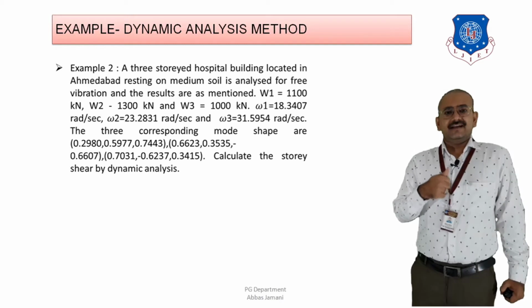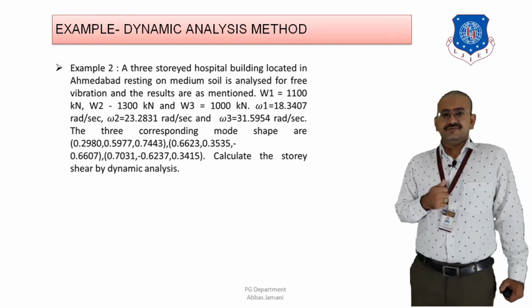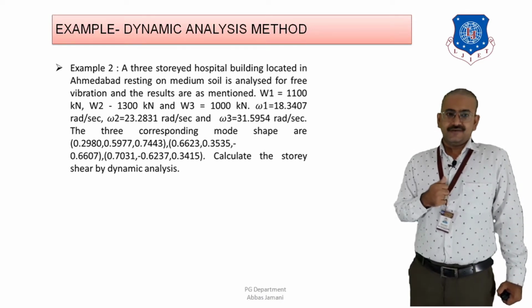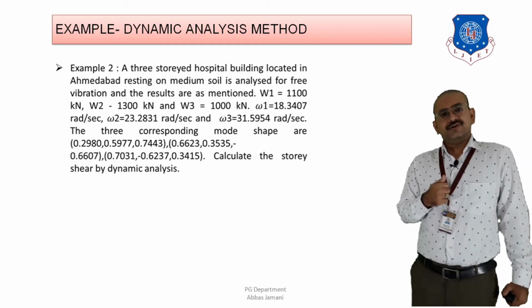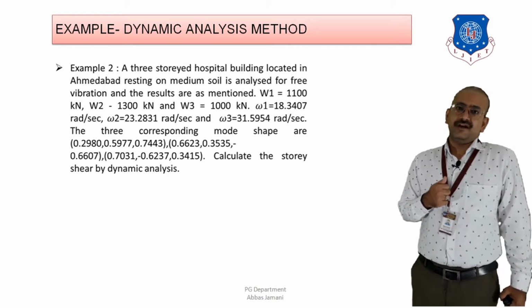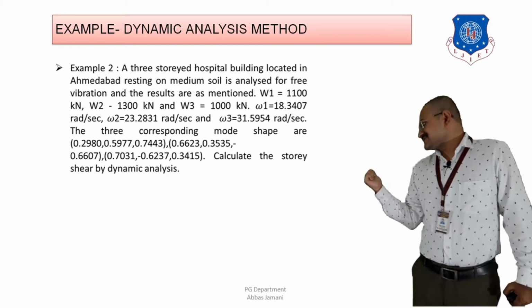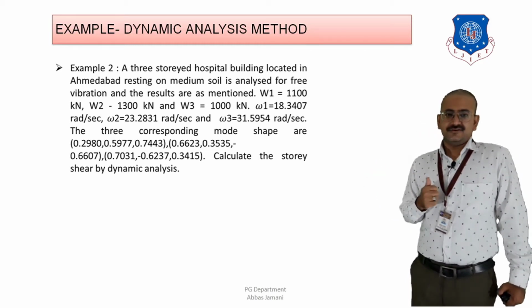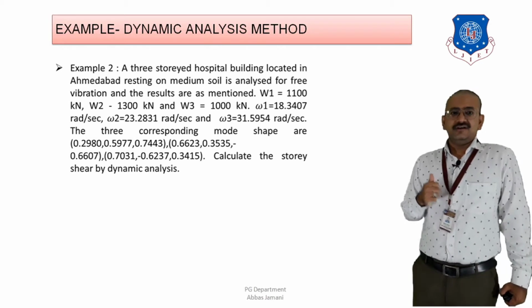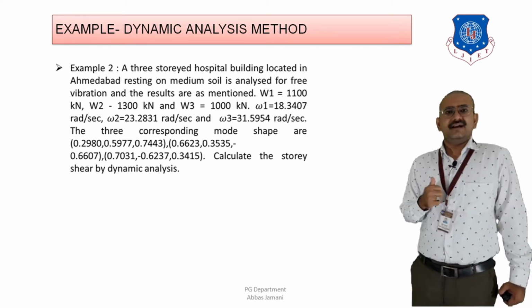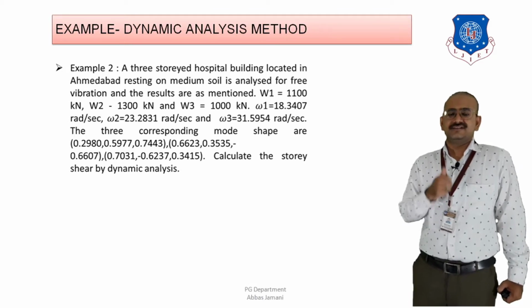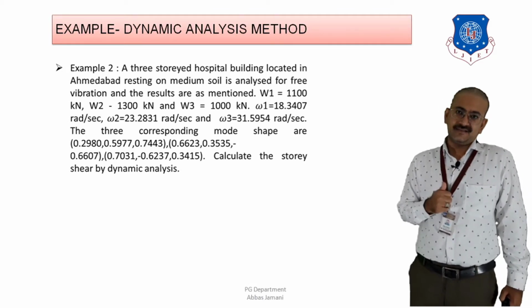The data of angular frequency is given to you, that is, omega 1 is equal to 18.34, omega 2 is equal to 23.28, and omega 3 is equal to 31.59, and at the same time the corresponding sets of mode shapes are also indicated in the data that is given to you, right? The last thing expected here is to calculate the distribution of lateral forces, that is, calculate the story shear by means of dynamic analysis, right?